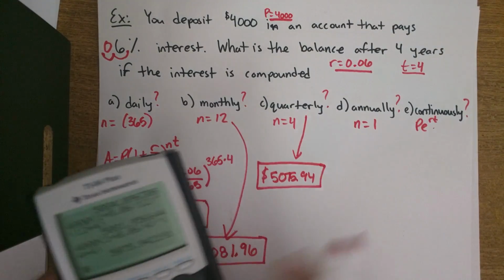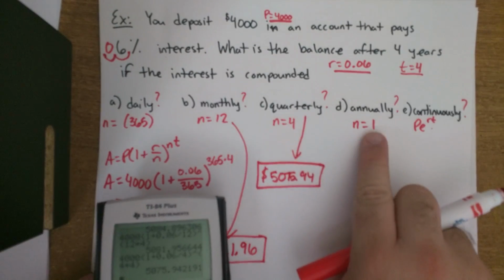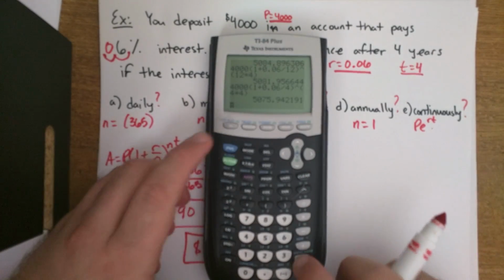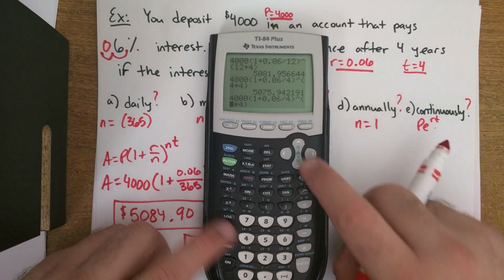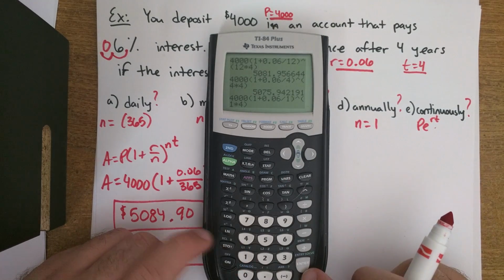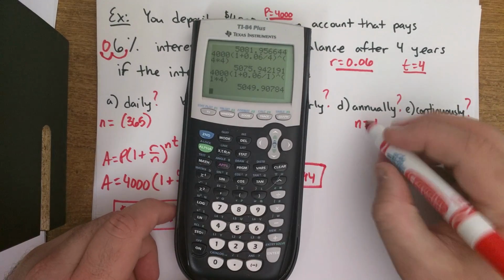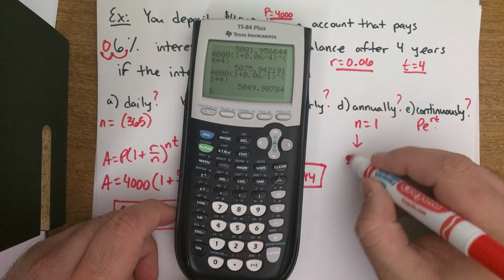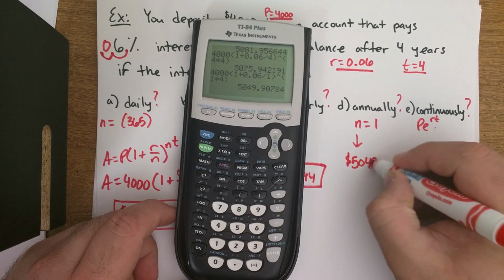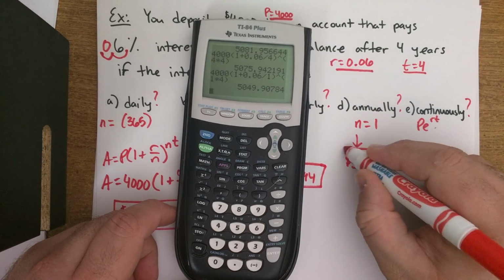Okay. All right, let's go ahead and do it annually. So we're going to replace our 4s with 1s. Hit second entry. Now I can go back and edit it. And for annually, we get $5,049.91.